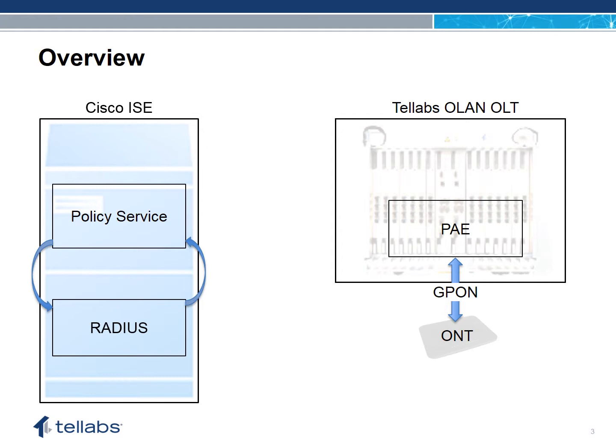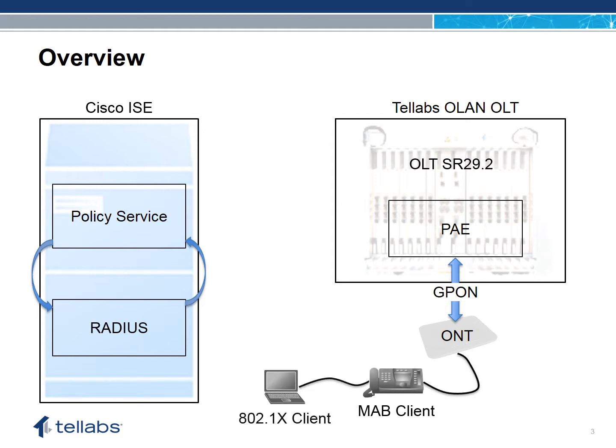The Tellabs Optical LAN system has added support for integration with Cisco ISE in software release 29.2 and above. OLT releases prior to 29.2 can be used, but only for simple 802.1x and granting of access to the network. Also, since software release 29.2 added support for MAB authentication for phones and 802.1x authentication for PCs on the same port, it is typically best to have release 29.2 or above.